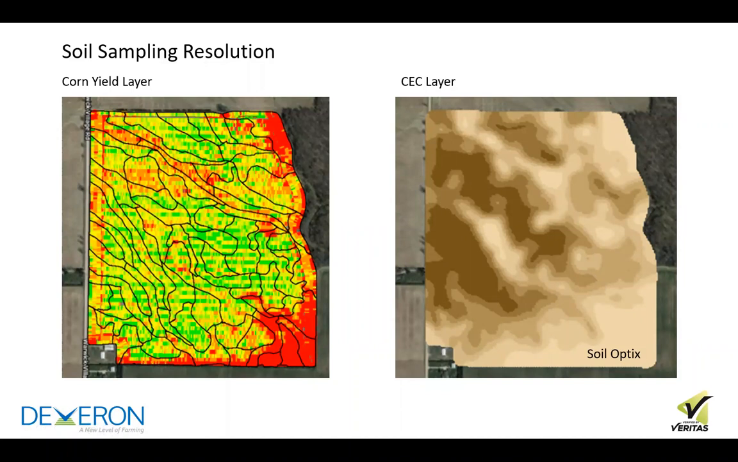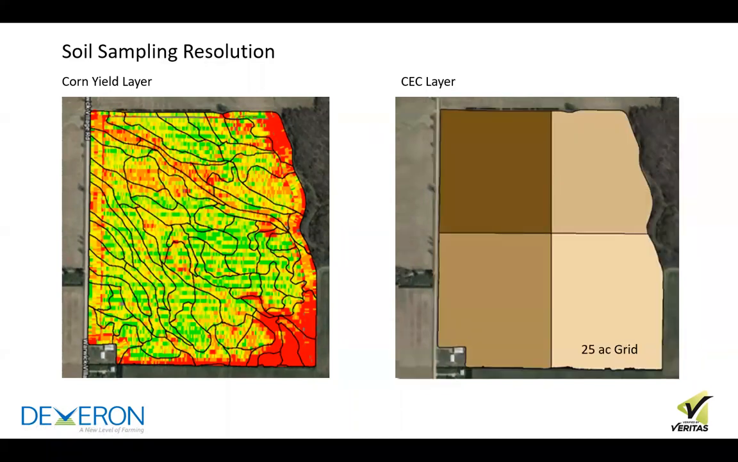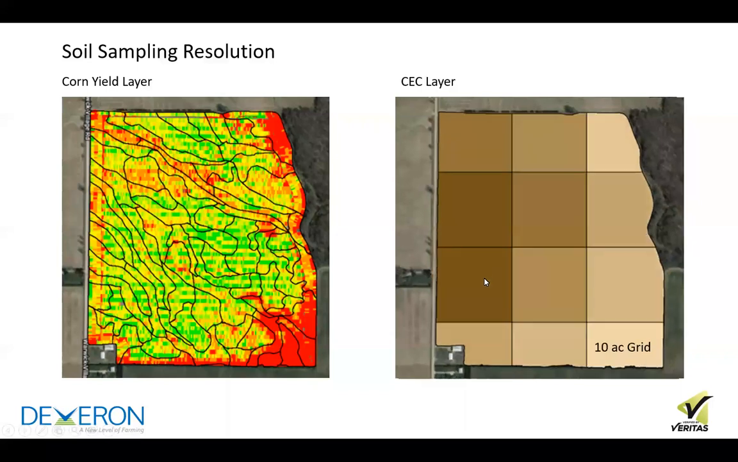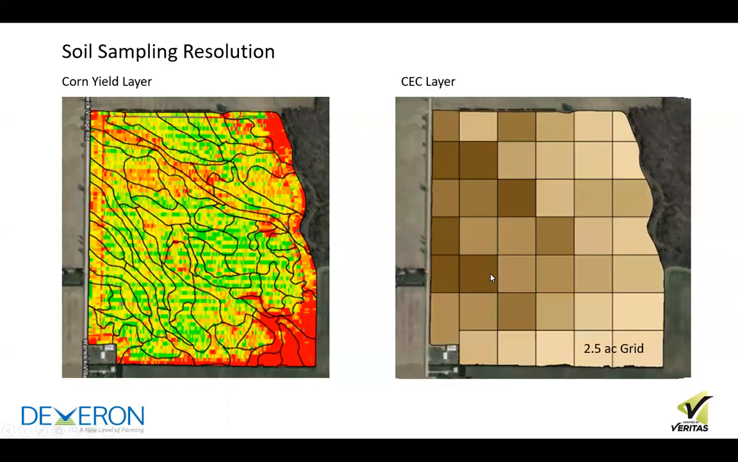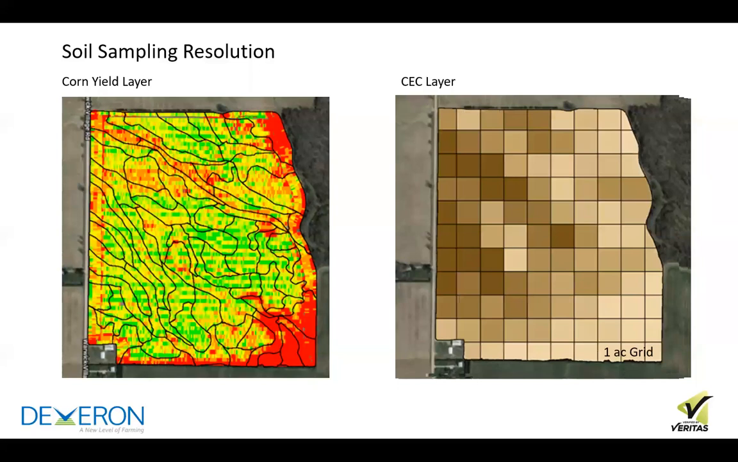Now, when you compare it to the 25-acre grid, which is essentially bulk sampling, you can see that you're not capturing any of that variability across the field. Same with the 10-acre and the 5-acre grid. The 2.5-acre grid is one of the most common sampling resolutions in the industry today. And compared to the yield, it doesn't quite capture that variability. The 1-acre grid gets you closer, but it's very expensive.